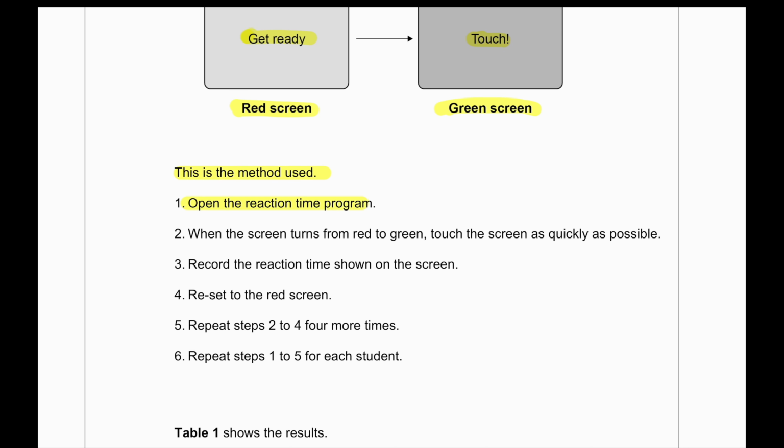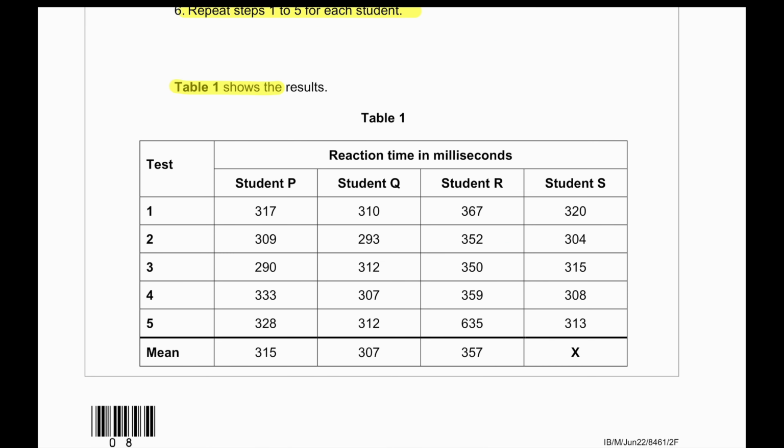Open the reaction time program. When the screen turns from red to green, touch the screen as quickly as possible. Record the reaction time shown on the screen. Reset the red screen. Repeat steps 2 to 4 more times. Repeat steps 1 to 5 for each student. Table 1 shows the results.